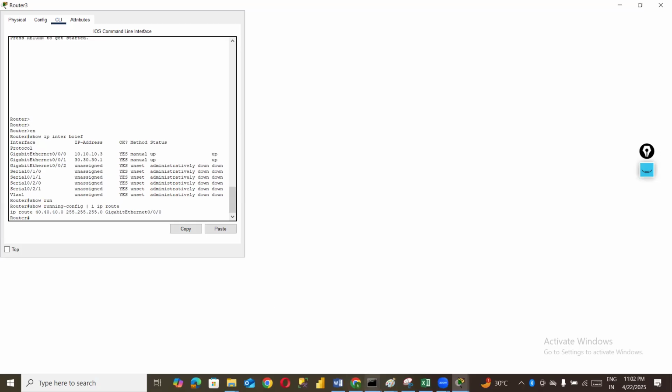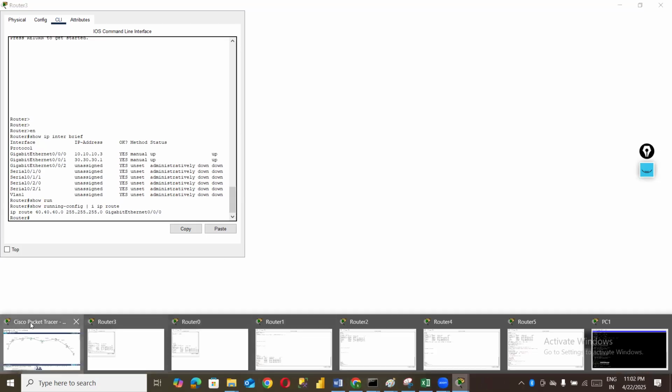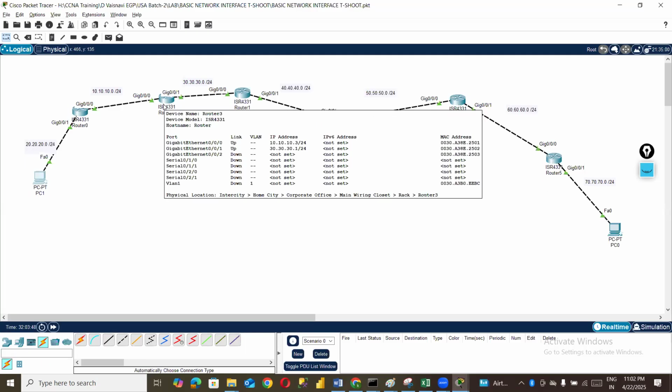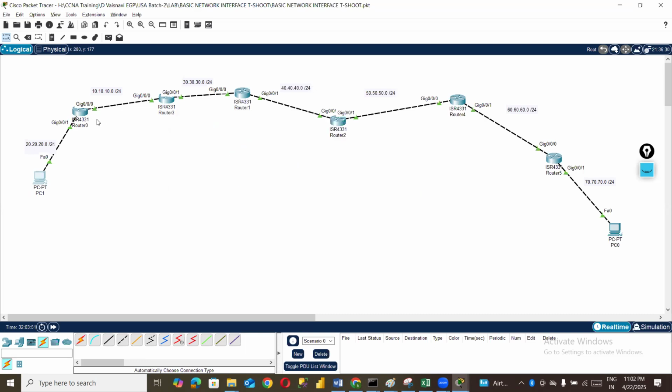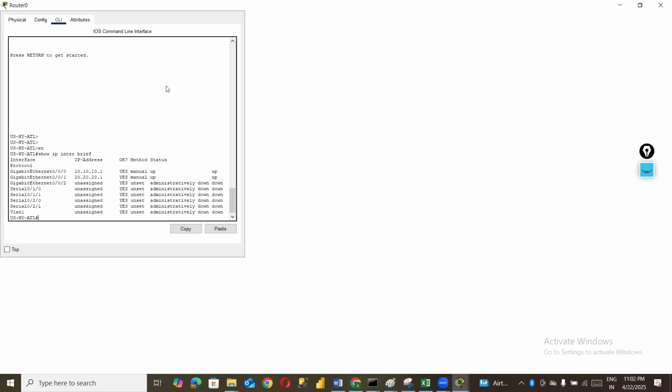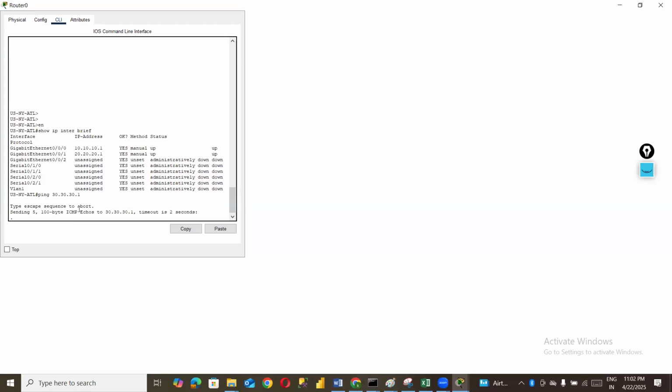Now we are in router 3. We'll go again to our map. This is the 30 network. So from here to here we have, go to router 0. From router 0 we'll try to ping 30. First we'll check from the router, then we'll check from the host to the router. From our router itself it is not reachable, so there is no point in expecting it from our system.